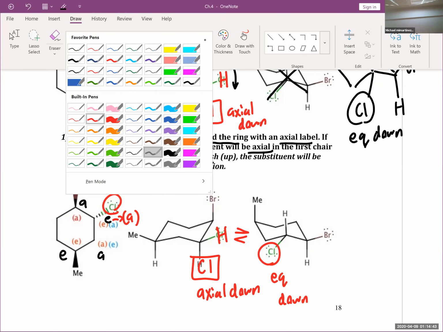And you can even count in two separate colors. For example, the black would be for the wedge notation, the red would be for the dash notation, if you're so inclined.